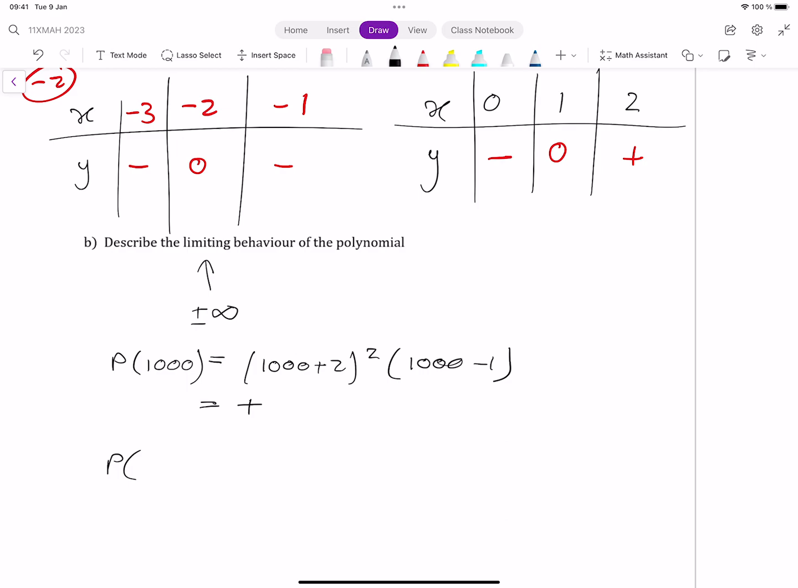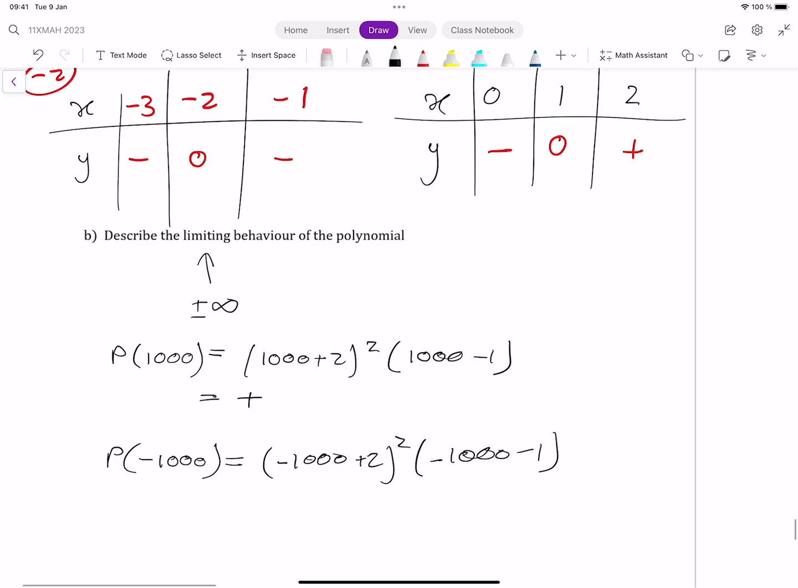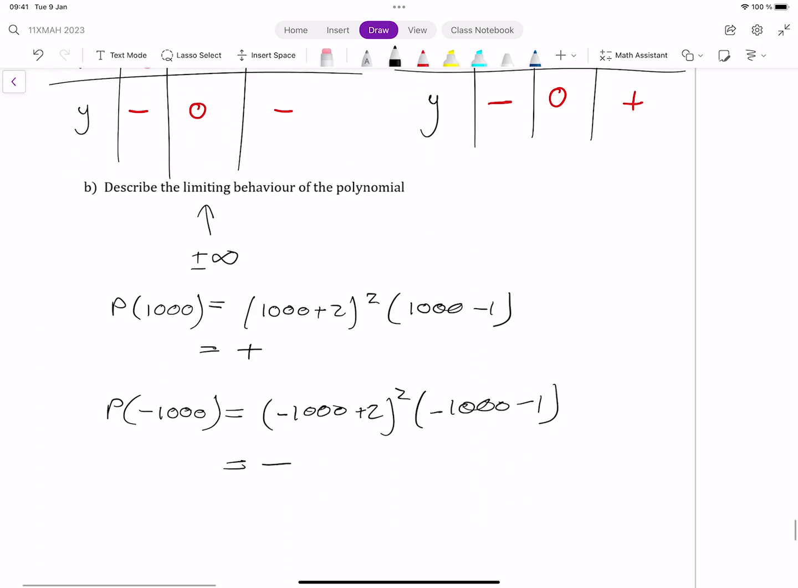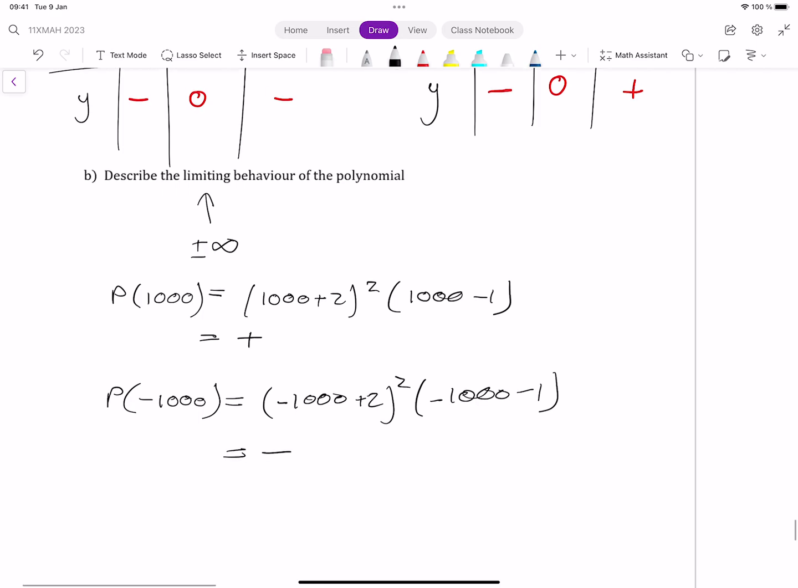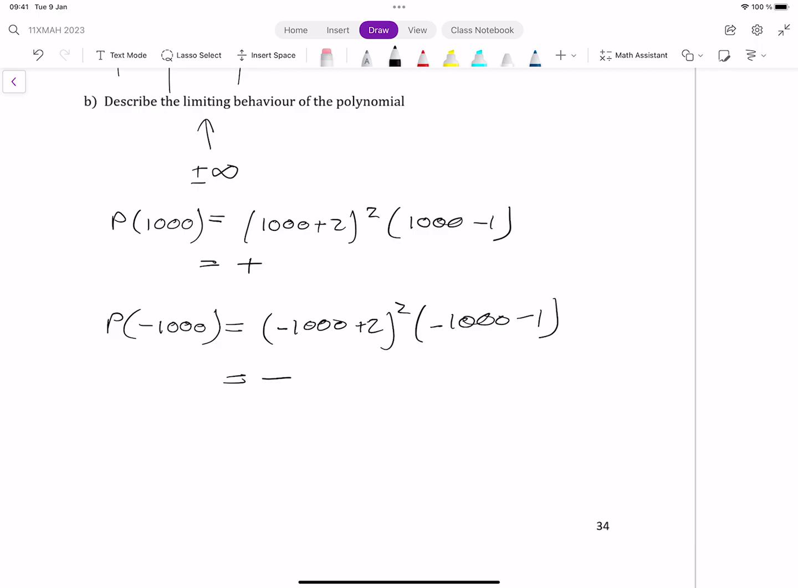We consider the limiting behavior at negative infinity, and we substitute in a very small negative number like minus 1,000. So minus 1,000 plus 2 squared times minus 1,000 minus 1. And if you do that, you get a negative number. So as x goes towards negative infinity, we get a very, very small negative number. Or it's a large negative number, but technically that means it's small.